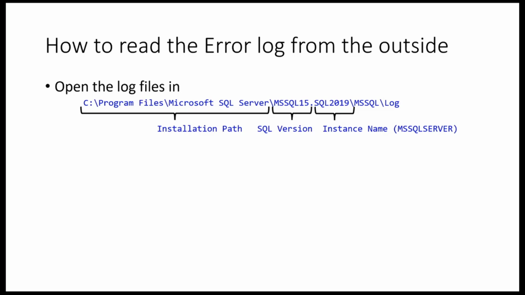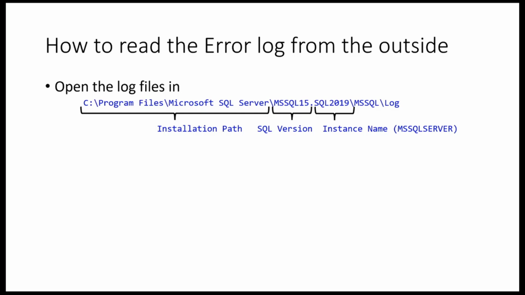So the first 2-3 sections are the installation path. Then, depending on the SQL version, there is different text there. This is an example for SQL 2019. And then you have the instance name. If you don't specify an instance name, if you run on a default instance, it's the string MSSQLServer there, and then MSSQL and then Log. This is where you can find them, on every machine.